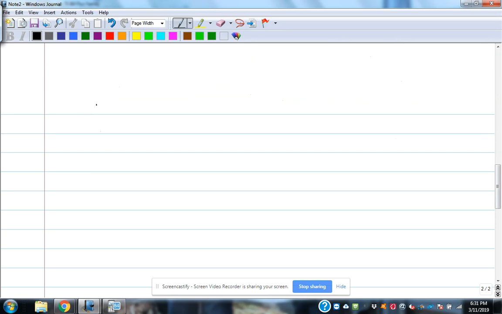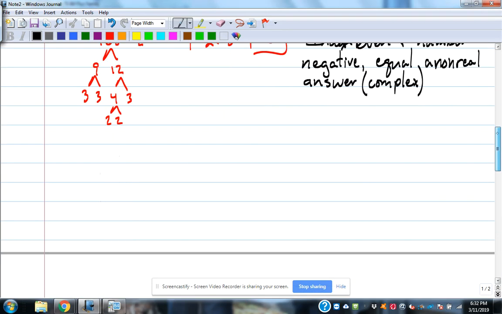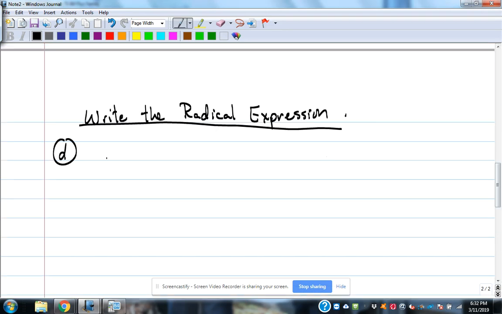So let's look at writing the radical expression. And we'll do several examples of this. We're not really working these out. We're just writing the radical expression that goes along with that. So what letter are we on here? D. Yeah, 16 to the 3/4. We're not going to work this one out. We're just going to rewrite it as a radical expression.